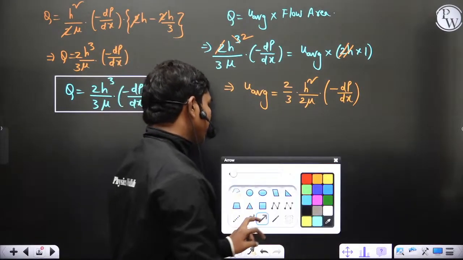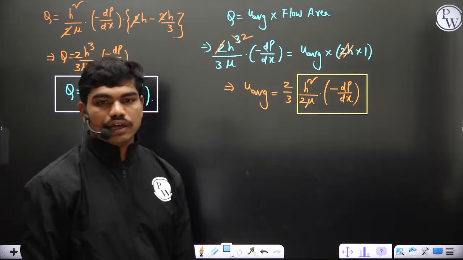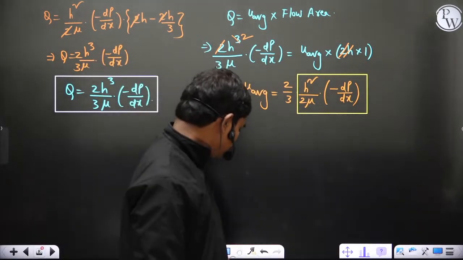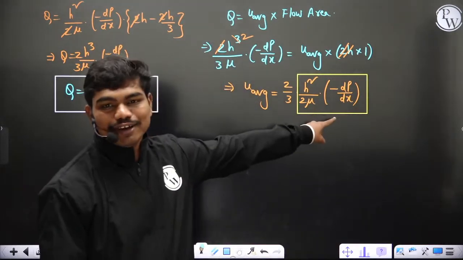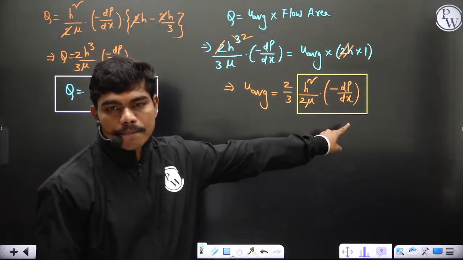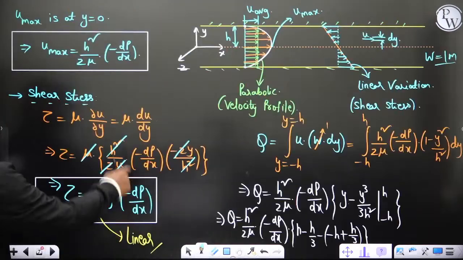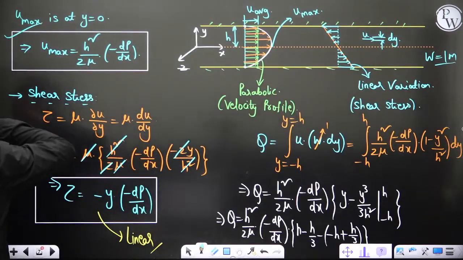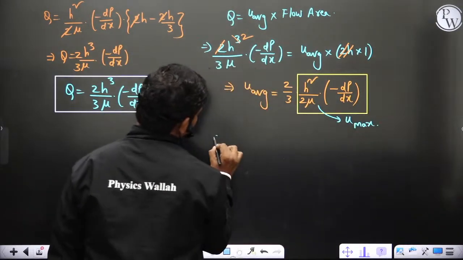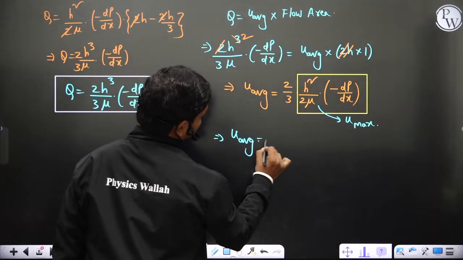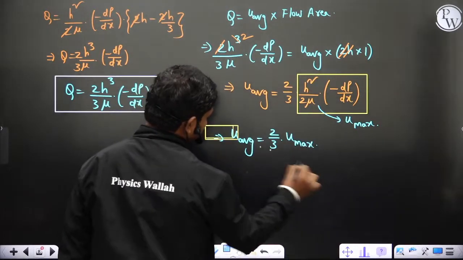Now can anyone tell me what this term is? Have you seen this? What is h square by 2 mu into minus dp by dx? In your notebook it is there, please check, just one page ahead. What is this value? U max, correct? So that's nothing but your U maximum. Therefore clearly you can understand one thing: U average is nothing but 2/3 times U maximum, okay?